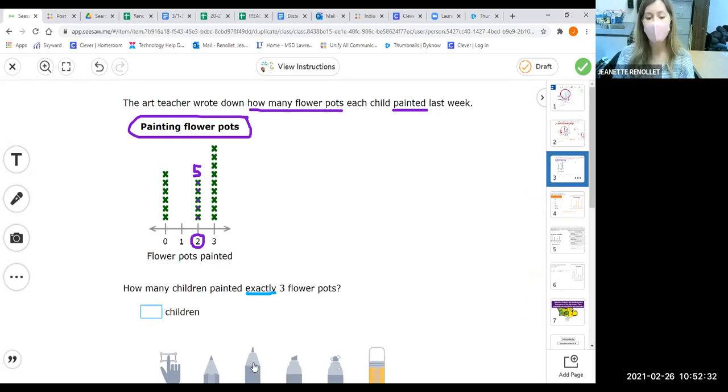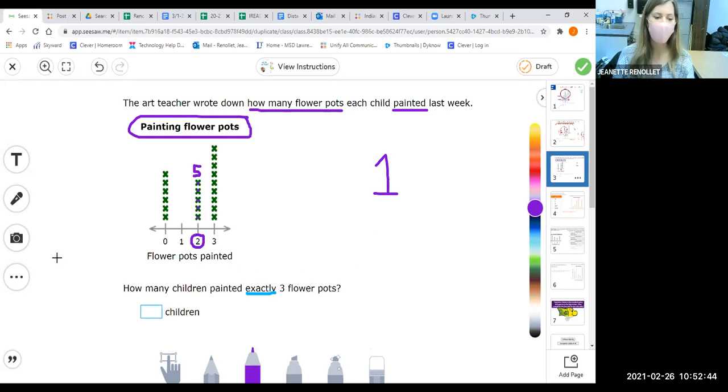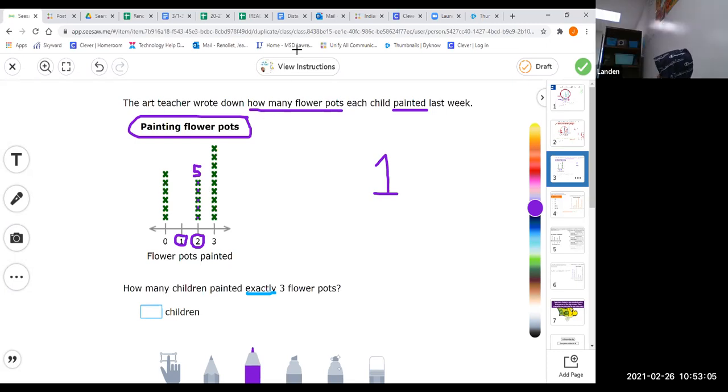Here we go. My next question is, how many children painted 1 flower pot? How many children painted 1 flower pot? Let's call on Landon. 0. Correct. Landon is looking at the 1 on the graph and he sees that there are 0 X's. So 0 children painted only 1. You know it's a hard question.